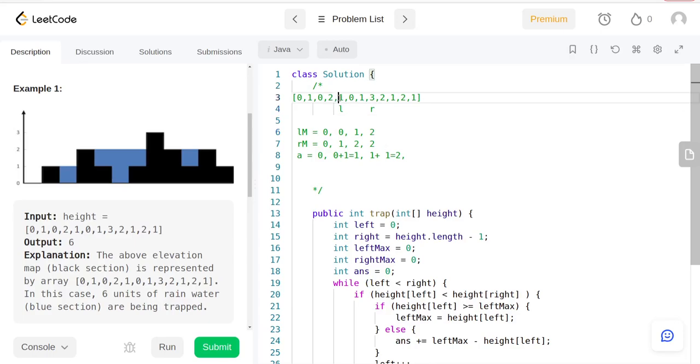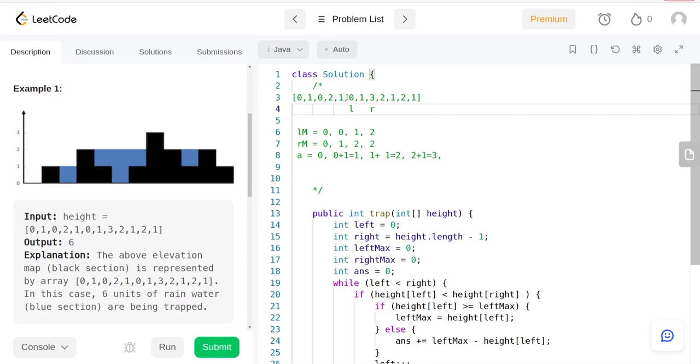Again, this side is less than the right hand side. We're going to process the left hand side. Is that height greater than or equal to this one? No, it is less than that. So the left max is not going to be touched. The only thing is we're going to update the answer by 2 plus 2 minus 1, which is going to make it 3. Right, and then this is going to get incremented.